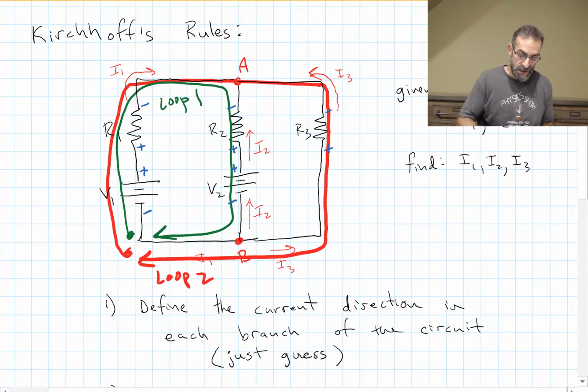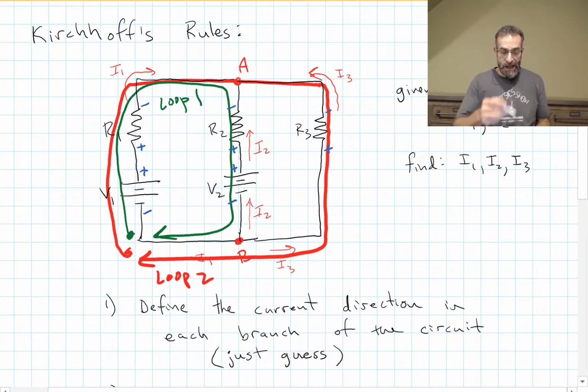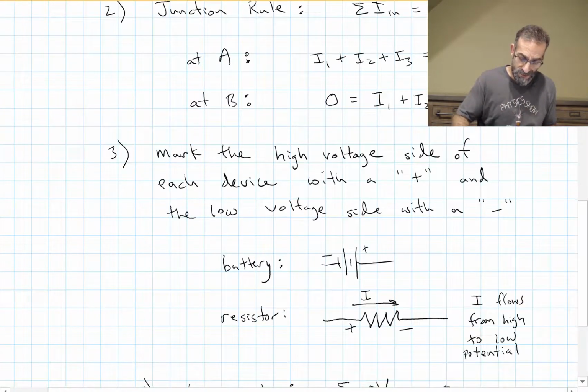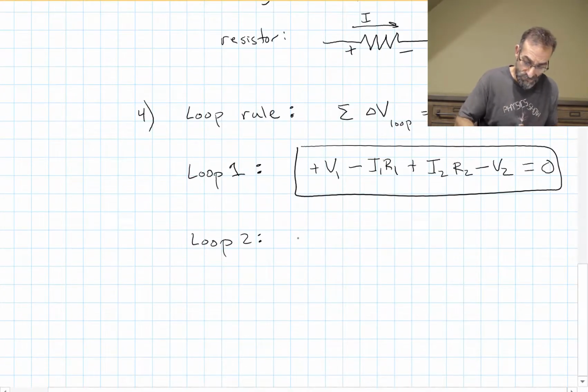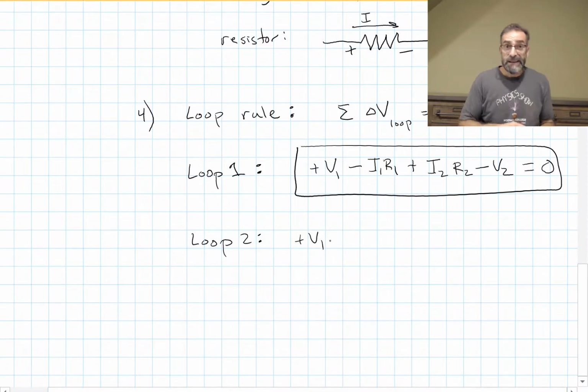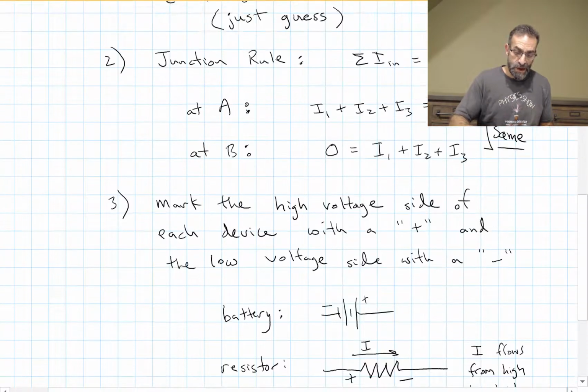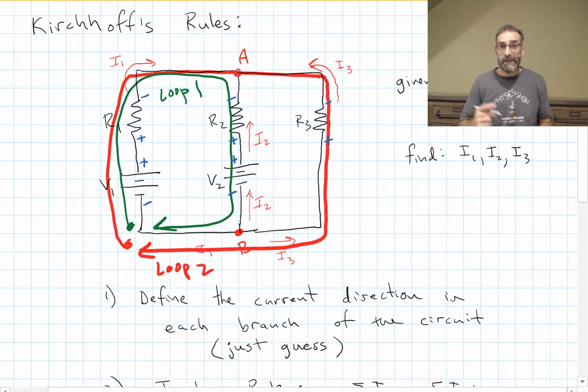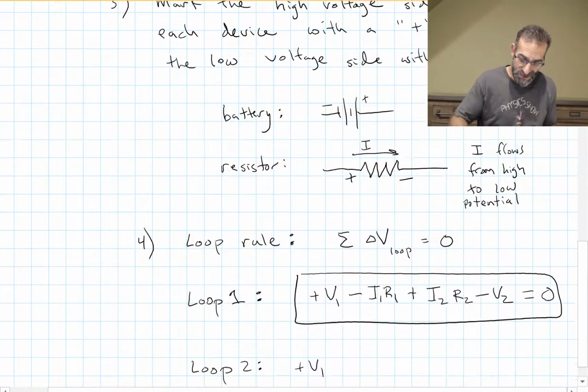The red one. First thing I do, I start in the lower left corner. I'm going clockwise around my circuit. I encounter battery 1. I go in the low potential side. I come out the high potential side. So I have gone up by V1. Then I encounter resistor R1. I'm going in the high potential side, coming out the low, so I am dropping by I1 R1.